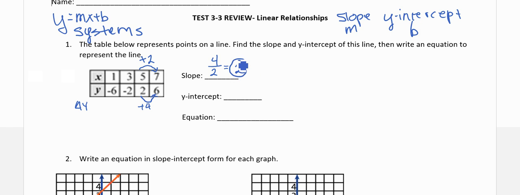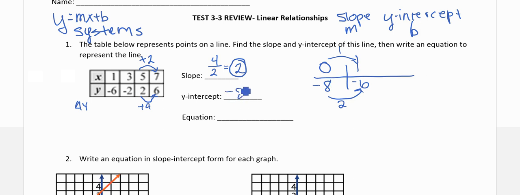My y-intercept can't be found on the line, but if my slope is 2, I could work backwards to find when x would be 0. I know so far that when x is 1, y is -6. To find 0, the slope is 2 over 1. I would need to add 2 to this value to get to -6. So to add 2, I would have to start with -8. So my y-intercept is -8.